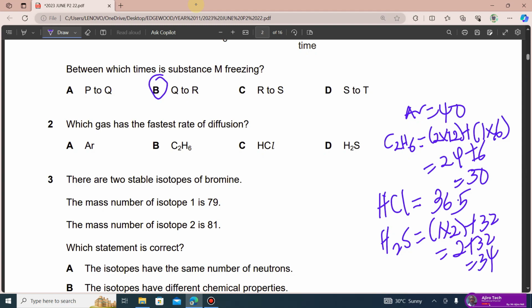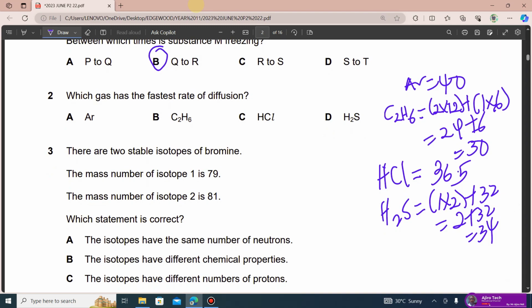So the fastest gas here will be the one with the lowest mass. So the one with the lowest mass is going to be the fastest gas. So if you look at all the calculations, we have 40 for this, 30 for this, 36.5, and 34. So obviously the answer is B.